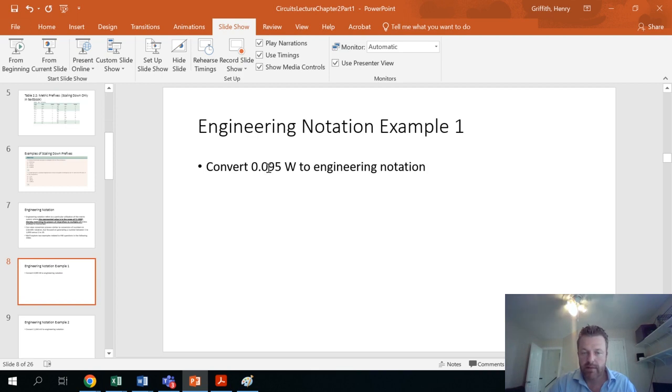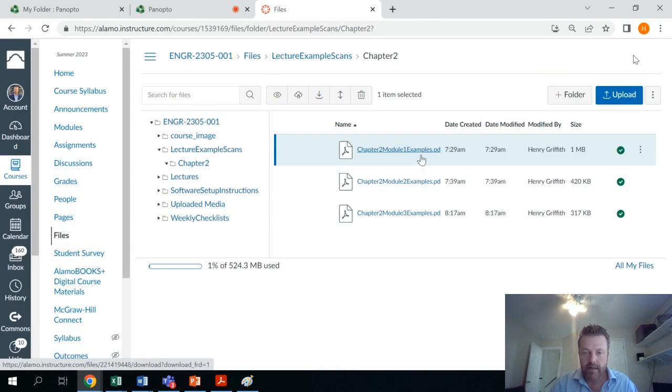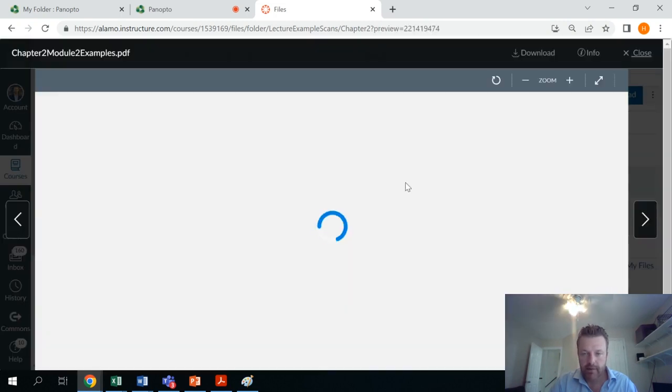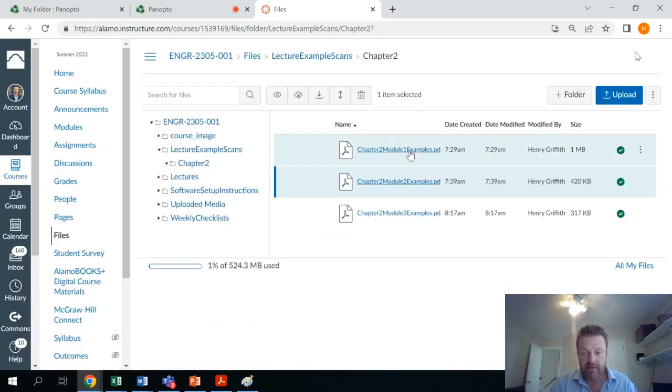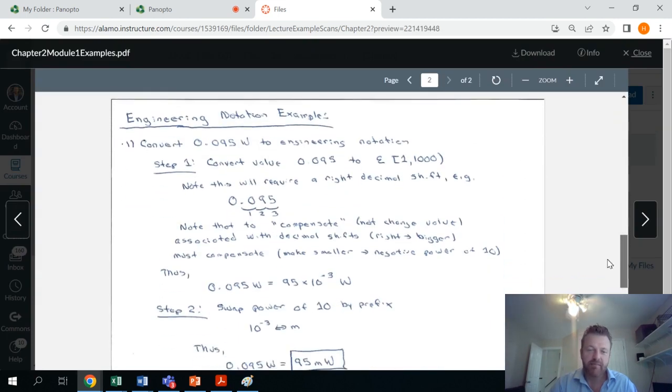So let's look at a couple of examples here. Here we're given 0.095 W. That is the SI unit for watts or power, which is a joule per second, but we want to convert it to engineering notation. How would we go about and do that? Well, let's look at the actual examples, I think they're actually on the bottom of this file. Sorry about that. There we go. They're divided by modules.